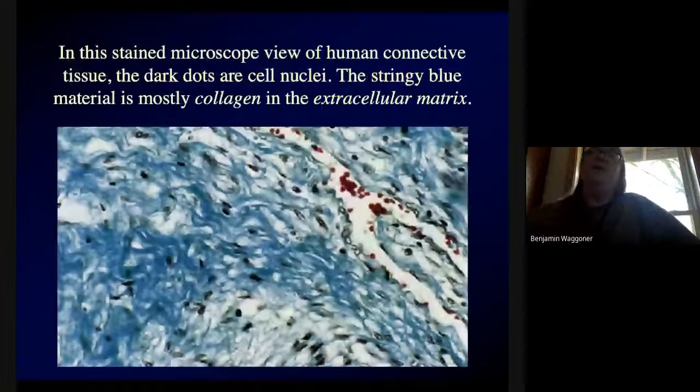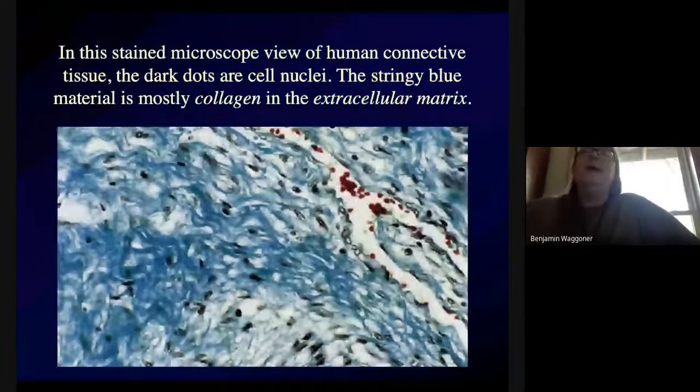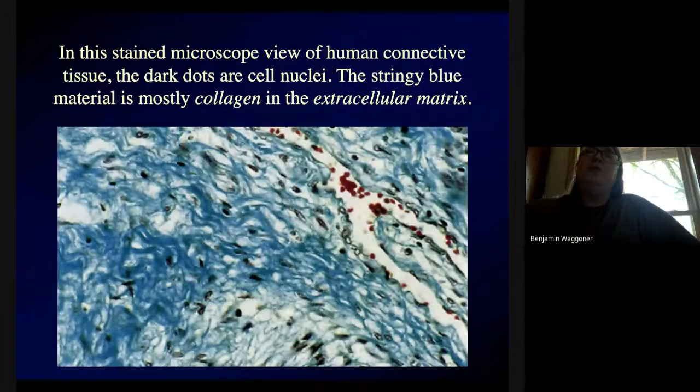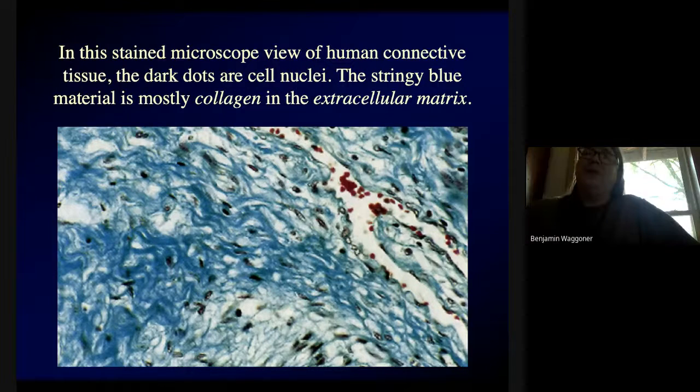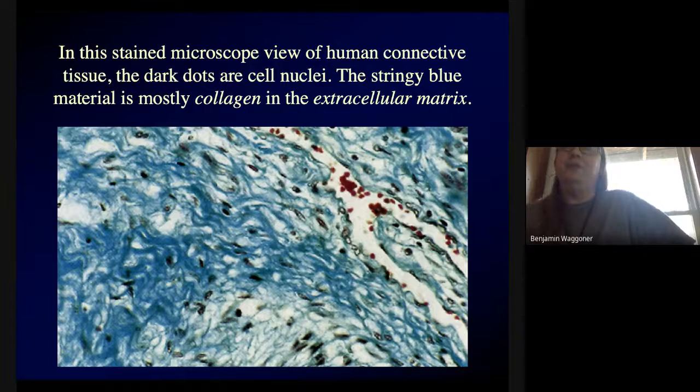So what does this look like? This is actually a piece of human tissue. It's a type of tissue called connective tissue. Connective tissue is used for structure and support. Your bones are connective tissue. Your tendons are connective tissue, like the Achilles tendon that you can feel at the back of your heel. That's connective tissue. Your cartilage is connective tissue.